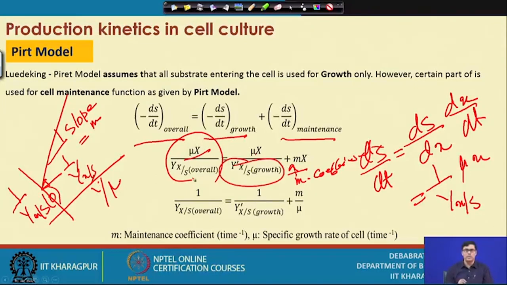What is the true yield coefficient? It is the amount of cell produced per gram of substrate consumed when the substrate is used only for cell growth, not for other purposes. That is called the true growth yield, and this remains constant for a particular organism.